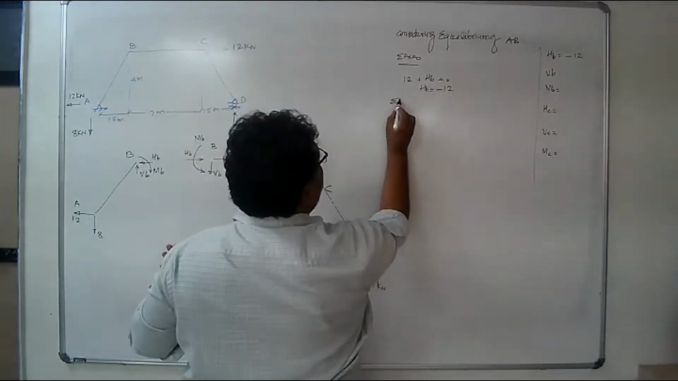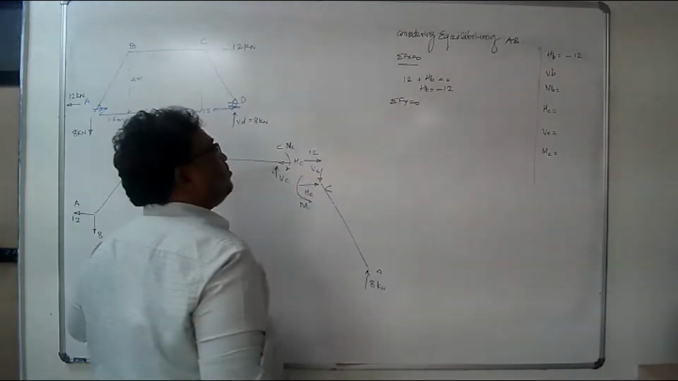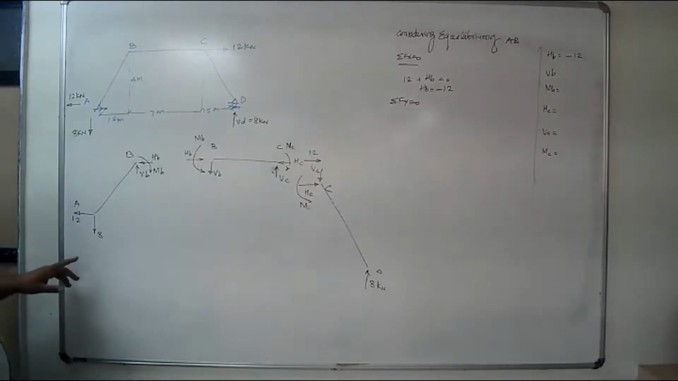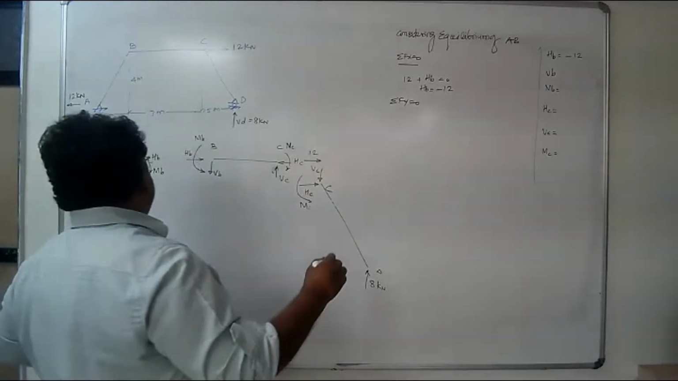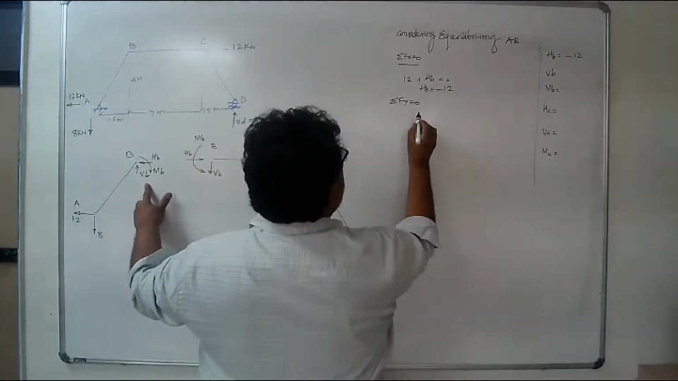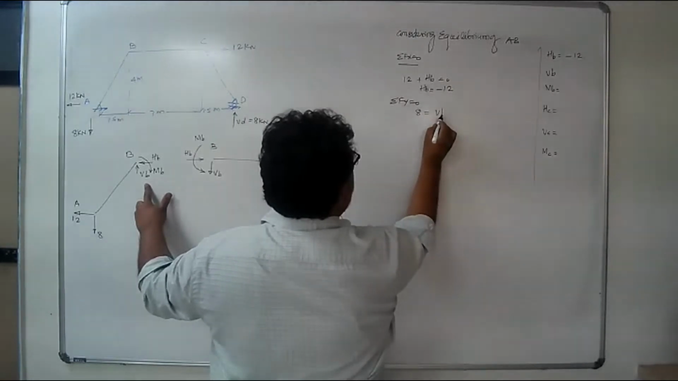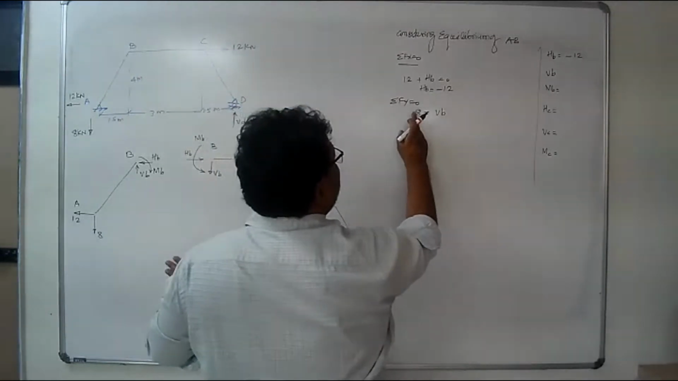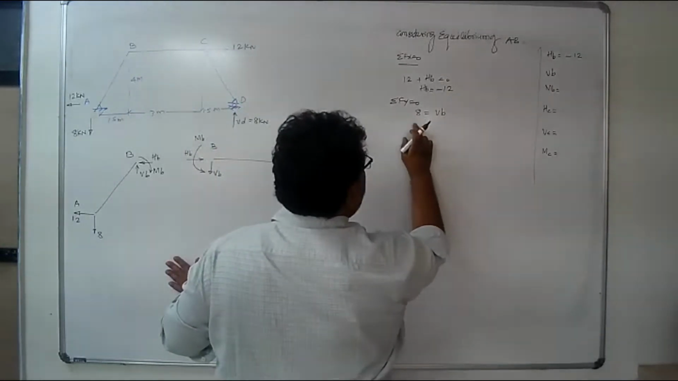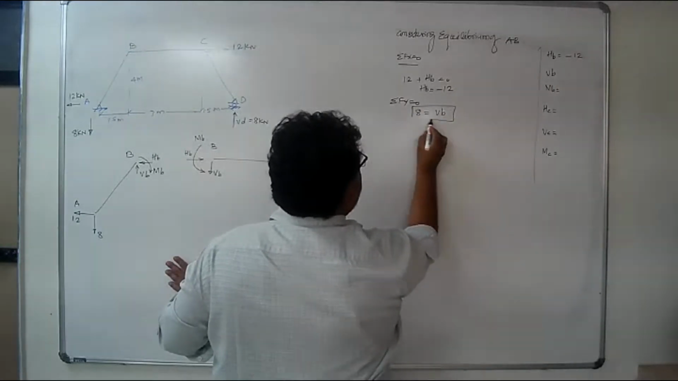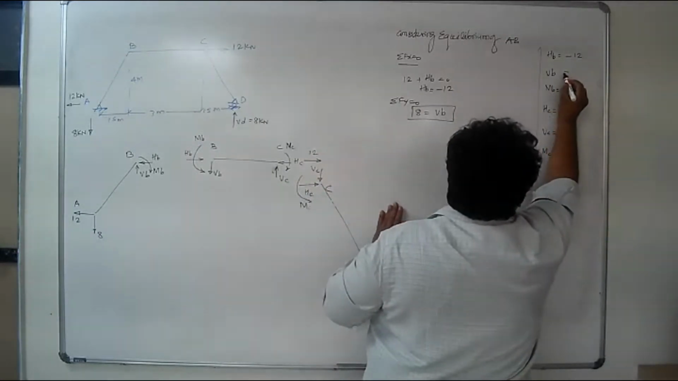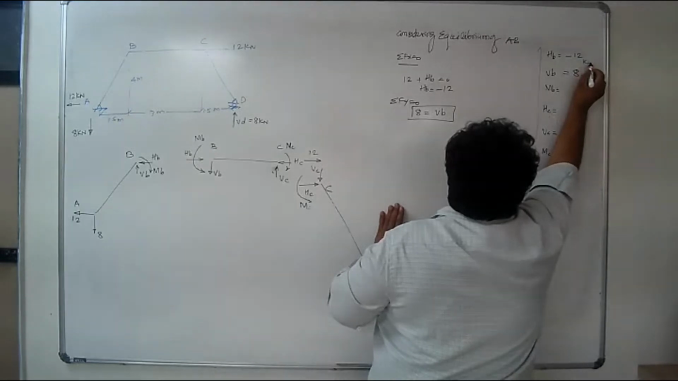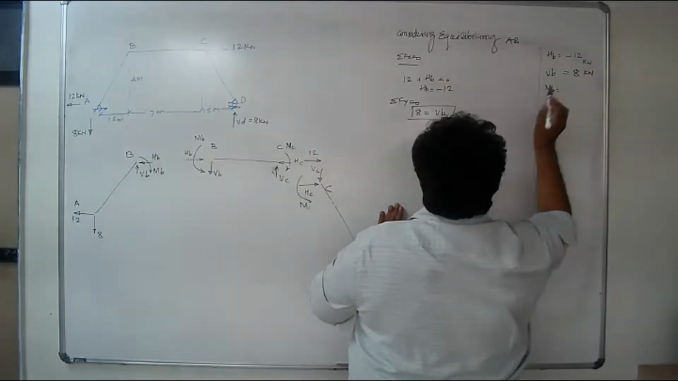I have got one of the unknowns. Now do sigma Fy is equal to 0. What I will get from sigma Fy 0? This 8 is acting down. This VB is acting up. So 8 is equal to VB. ये नहीं तो कैसा रहेगा? Minus 8 plus VB is equal to 0. So VB is equal to 8 that way. So this is positive, so assumed direction is right. This is 8 kilonewton. This is minus 12 kilonewton.